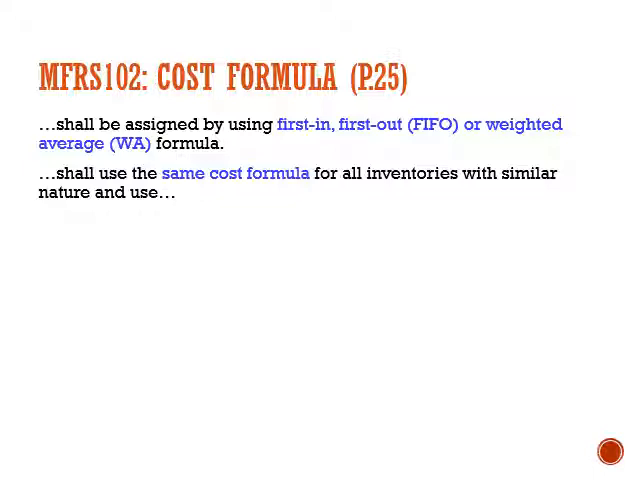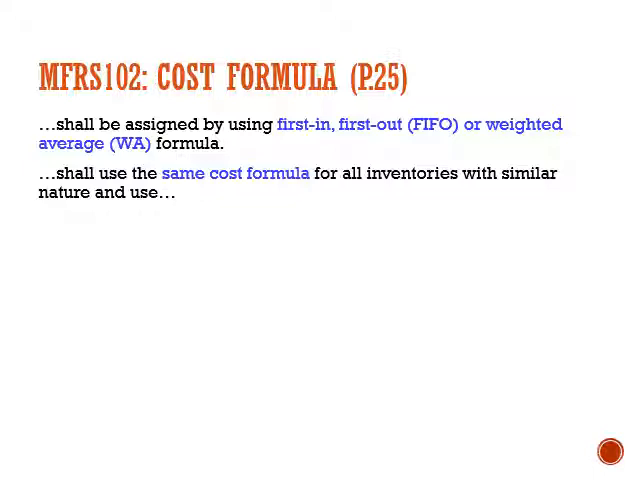Paragraph 25 of the standard explains that cost of inventories shall be determined using either FIFO or weighted average formula. We are given the choice to use either one, but whatever valuation method that we use, we must use it consistently throughout similar inventories.